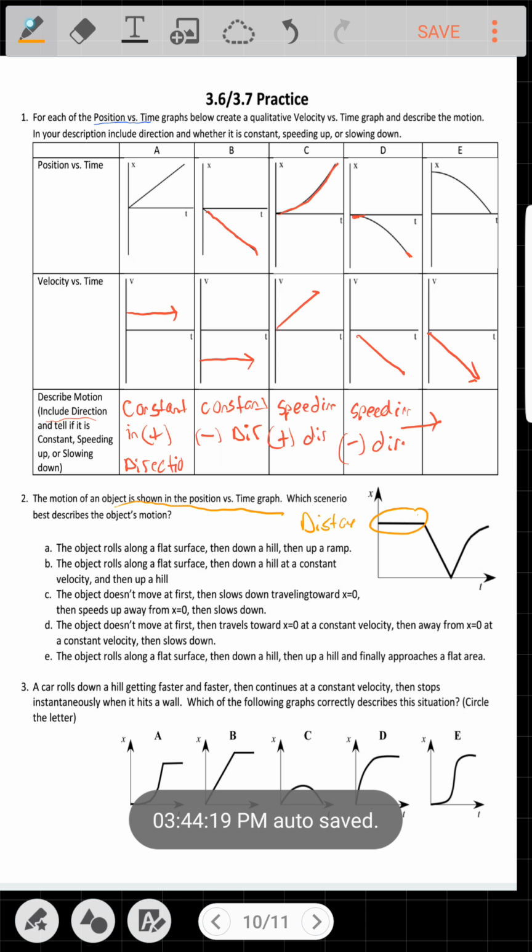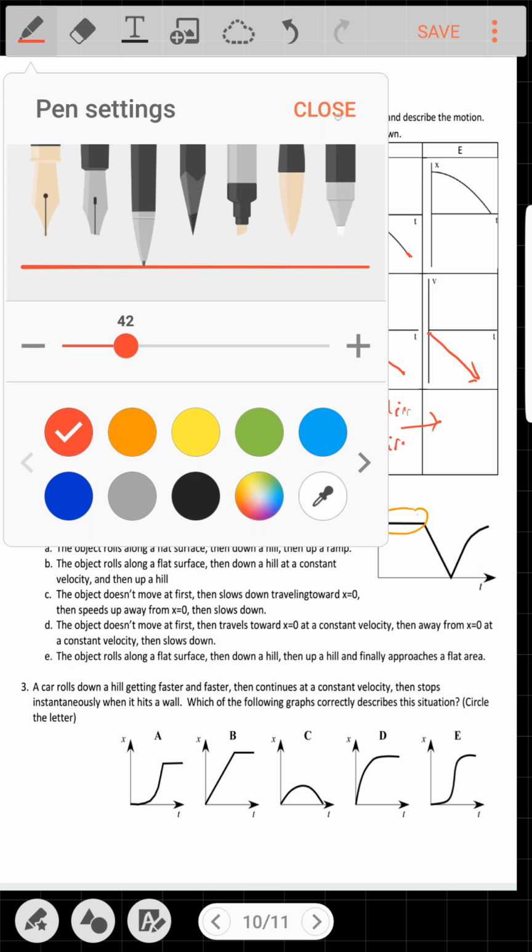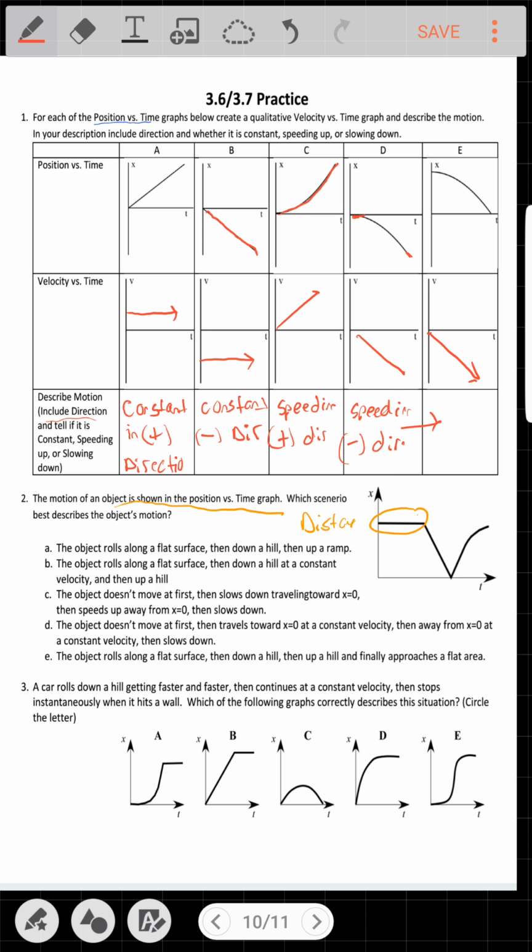It doesn't move. Next, it does move. This one does move. It moves traveling towards the 0 point, because this is 0. So from here to here, it's traveling at a constant speed towards 0. And then the third part, it goes away from 0 faster, and then it slows down. So that's slowing down. Right here, this indicates it's flattening out, so it's slowing down.